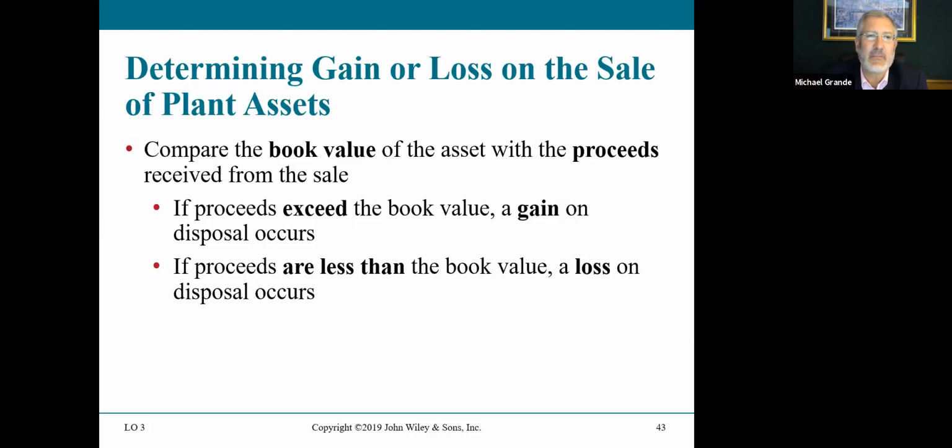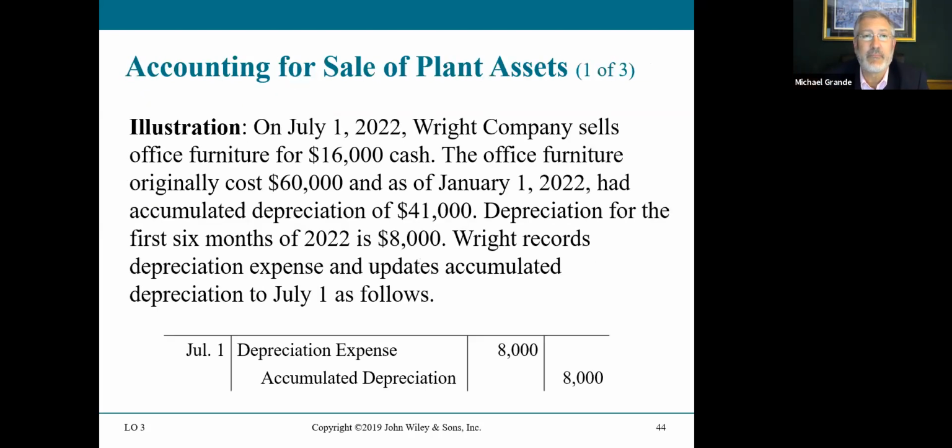Determining gain or loss. Compare the book value of the asset, book value, right? Original cost minus accumulated depreciation, with the proceeds received. Book value is what we give up. Cash is what we receive. If the proceeds exceed the book value, we have a gain. If the proceeds are less than the book value, there's a loss.